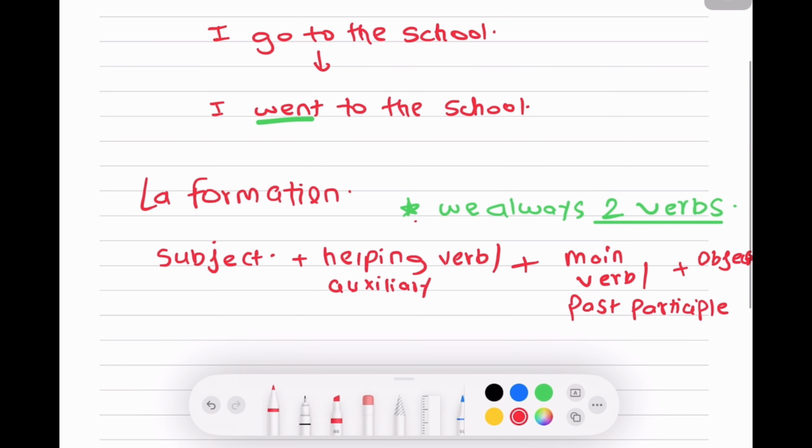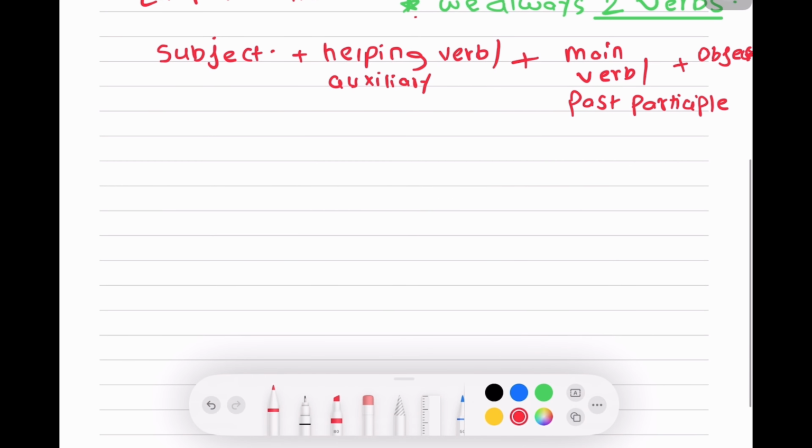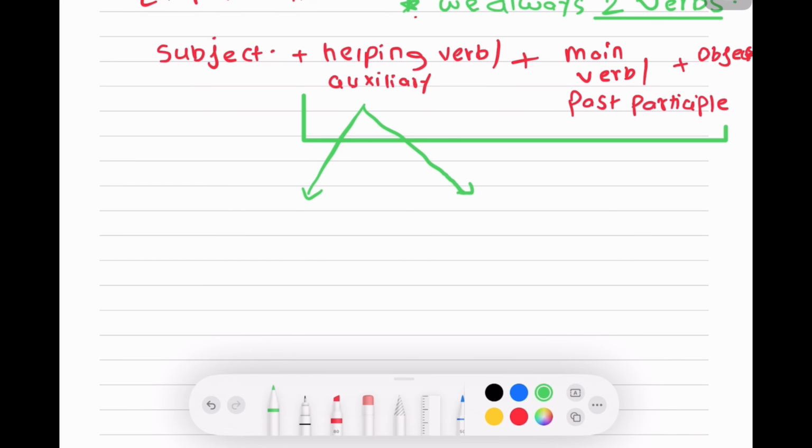For example, in the sentence I go to the school, I is the subject, go is your verb, and to the school is your rest of the sentence. Where we need to focus is these two verbs. How do we conjugate these two verbs? First we'll focus on the helping verb, the auxiliary verb. Here you have a choice. You can do passé composé with this verb called avoir, to have, or you can do it with être. You can only pick one, either it's avoir or it's être.